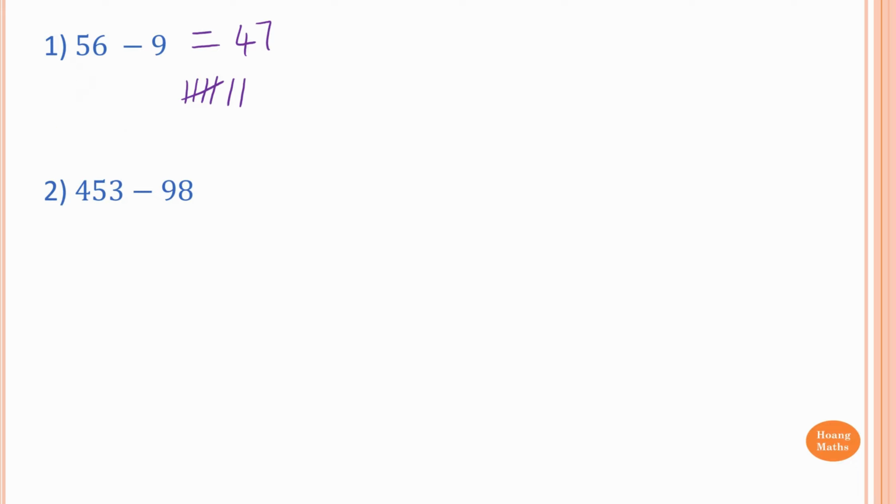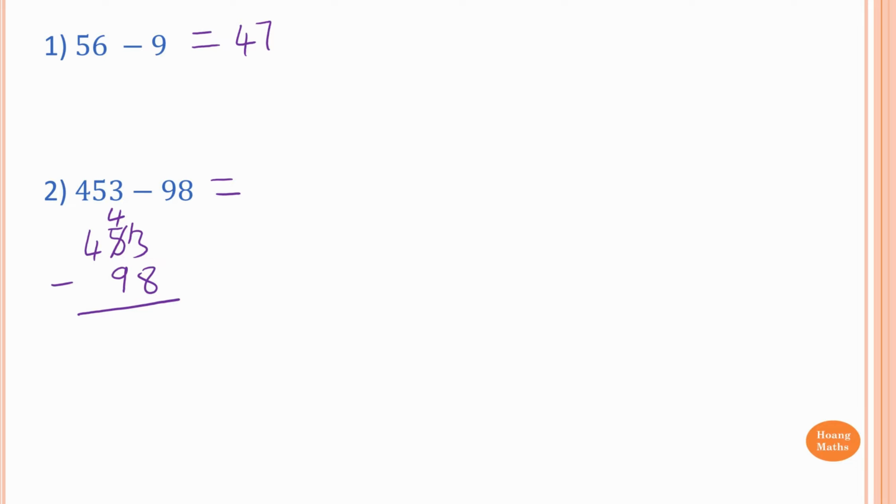Second one. 453 minus 98. So write equal here. 453 minus 98. Make sure the place values are matched, okay? Because otherwise the answer will be wrong. So the 10s under the 10s, the units under the units. Now I just subtract. 3 cannot minus 8, so you cross the 5 out, you borrow 1 from 5, so this becomes 4, and the 3 becomes 13. 13 minus 8: 10 minus 8 is 2, add 3 is 5.